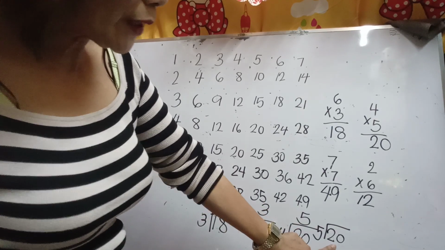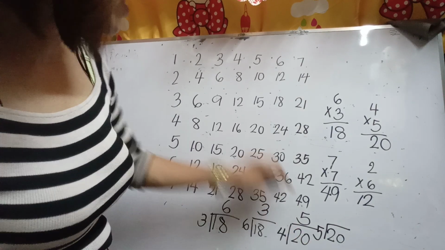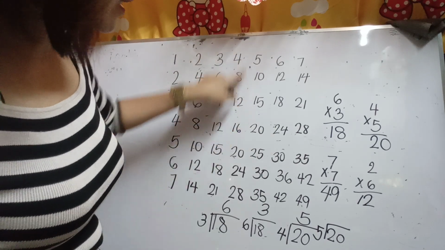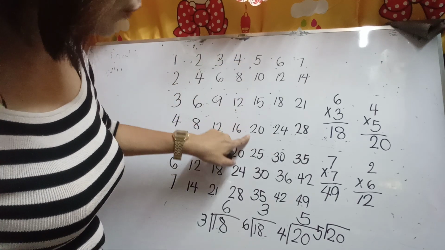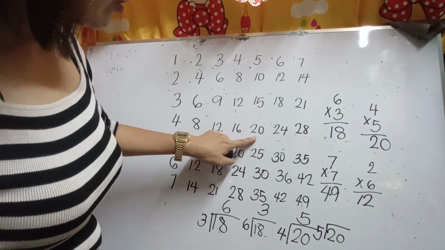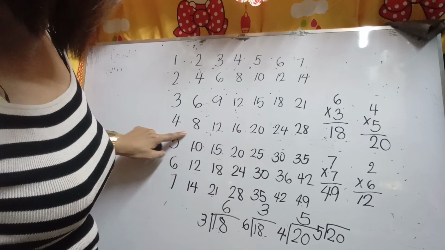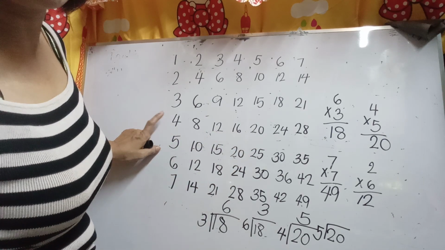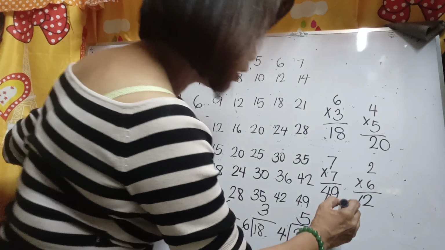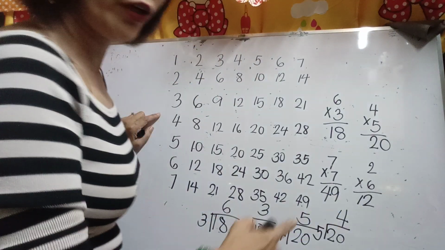Now we have here 20 divided by 5. You go to 5. You look for 20. Okay, 5, 10, 15, 20. Okay, from here, go to the left side. Tingnan alin ang katapat. So you have here 4. So 4 would be your final answer, your quotient.